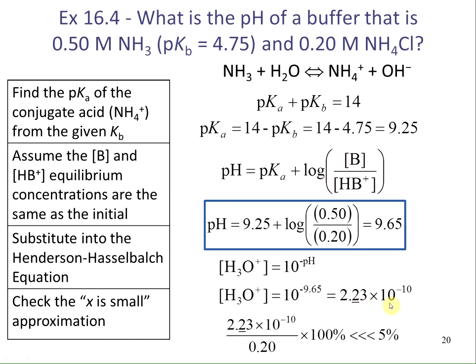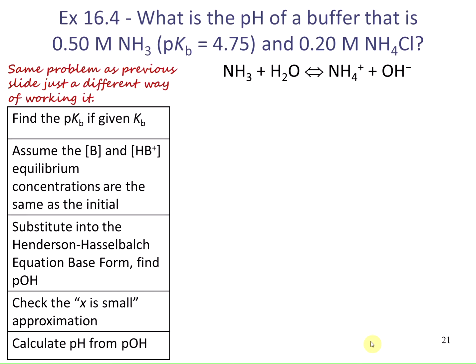So the hydronium concentration over the initial acid concentration times 100 gives me a value much less than 5, so I'm okay with this approximation. Now I'm going to work the same problem as the previous slide, but I'm going to work it in a slightly different way because we are working with a base.